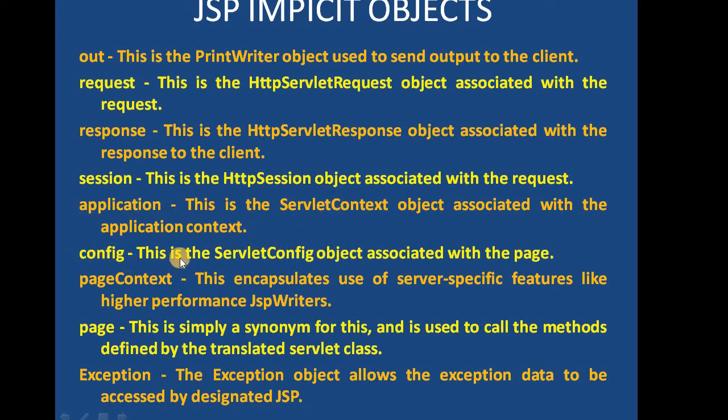The config object is associated with the ServletConfig object of the page. The pageContext object encapsulates use of server-specific features for high performance JSP writers. The page object is simply a synonym for this and is used to call the methods defined by the translated servlet class. We'll see examples of these objects in further slides. The exception object is used to handle the exceptions on the JSP pages.